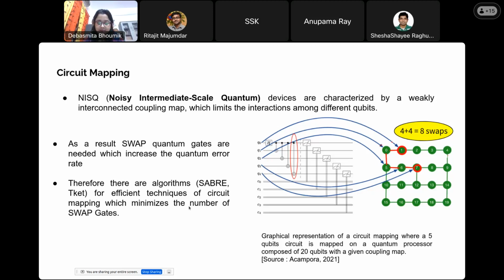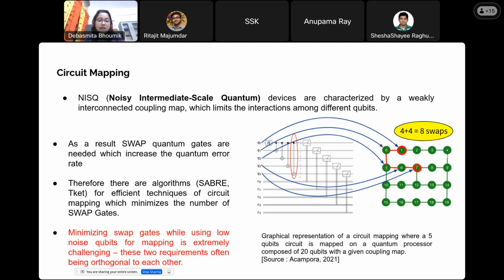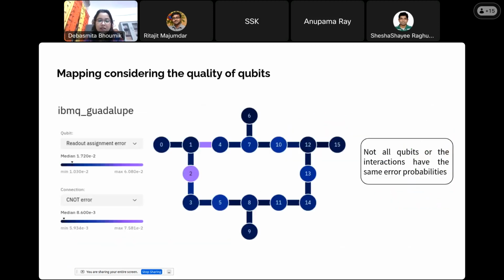So there are certain algorithms like Sabre and Tket for efficient techniques of circuit mapping. This basically minimizes the number of swap gates. But minimizing swap gates while using low noise qubits for mapping is extremely challenging because these two requirements are orthogonal to each other. As you can see here, the quality of the qubits varies in a quantum device. So in this IBM Guadalupe, not all qubits have the same error rate.